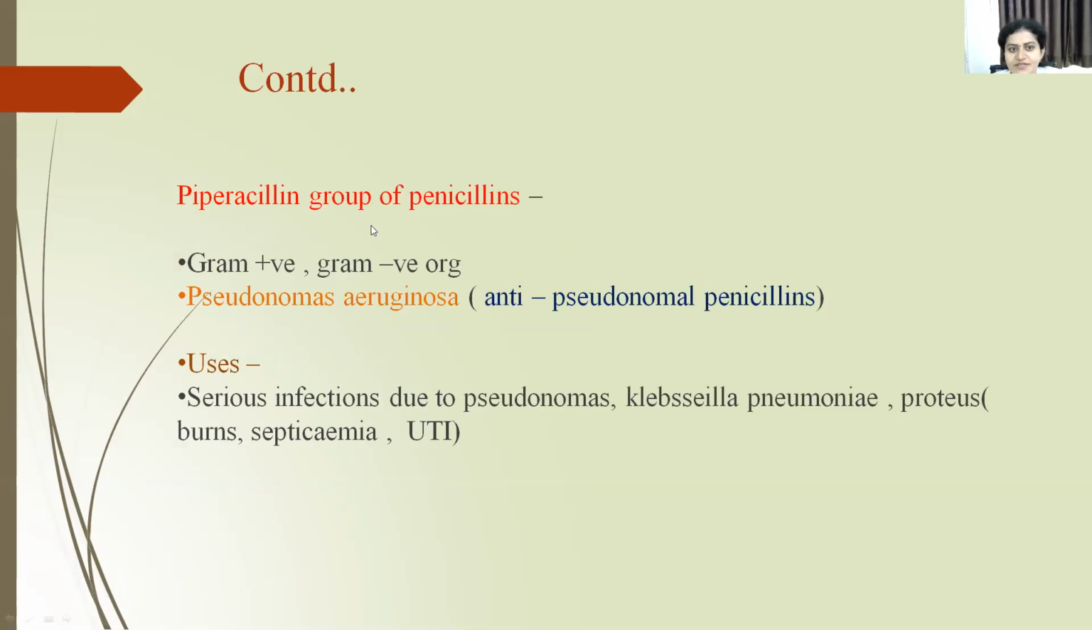Next comes the piperacillin group of penicillins. Okay, they act against the gram positive, gram negative, and also against the Pseudomonas organism. So they are called as anti-pseudomonal penicillins. And uses is same. It acts against serious infection which is caused due to Pseudomonas, Klebsiella, and Proteus. And also it will act against the burns, septicemia, and urinary tract infection caused by these Proteus organisms. So remember, these are the anti-pseudomonal penicillins, okay, which includes your carbenicillin, ticarcillin, and then ureidopenicillin groups, piperacillin, mezlocillin.